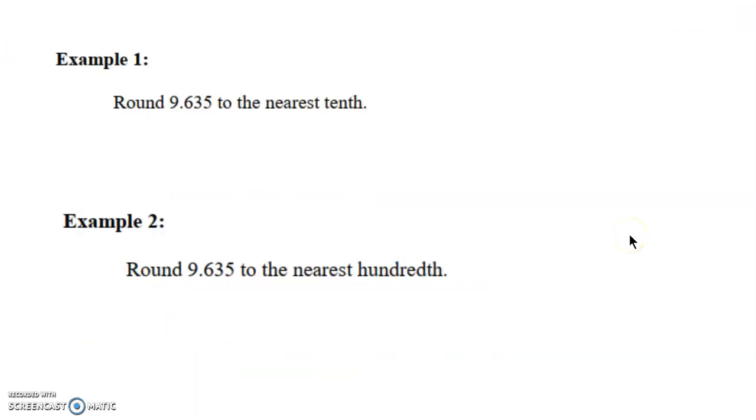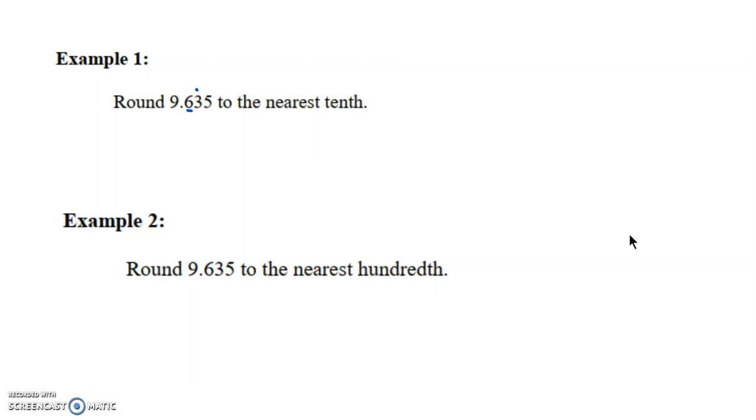So let's take a look at a couple of examples. I'm going to show you my system. It's a little bit different than the book, but the concept is exactly the same. We're going to round 9.635 to the nearest tenths place. So I find the tenths place. It's here where the 6 is.